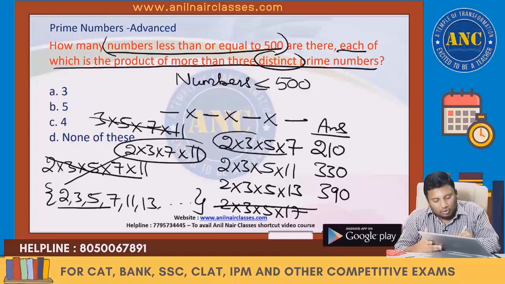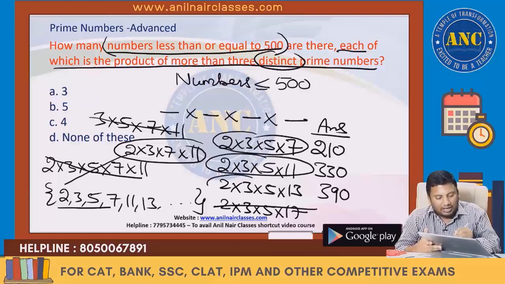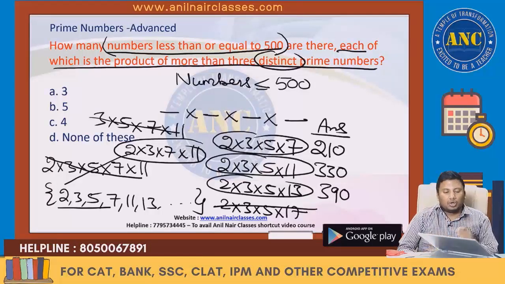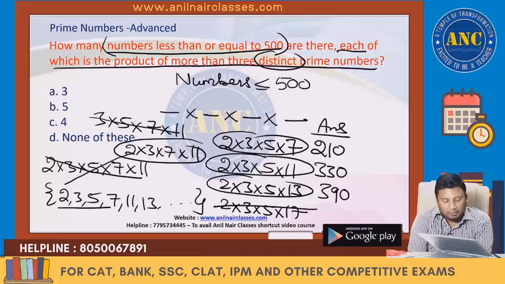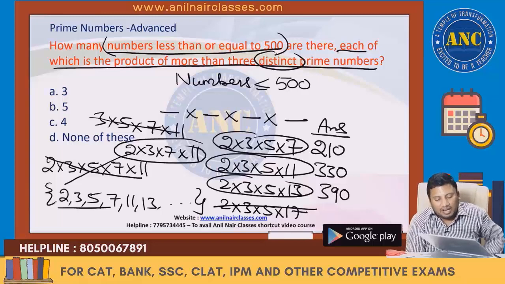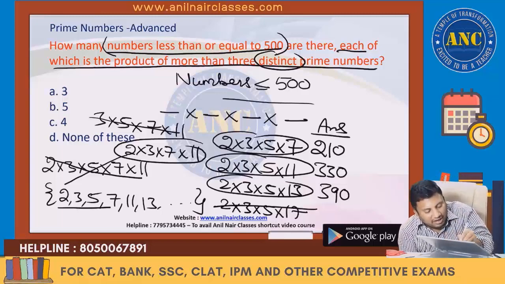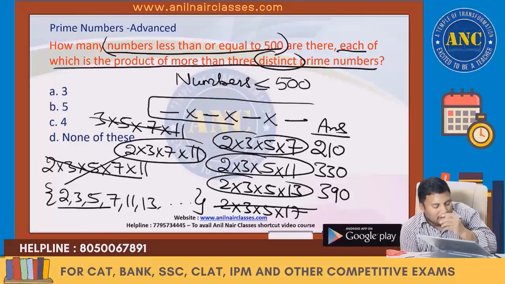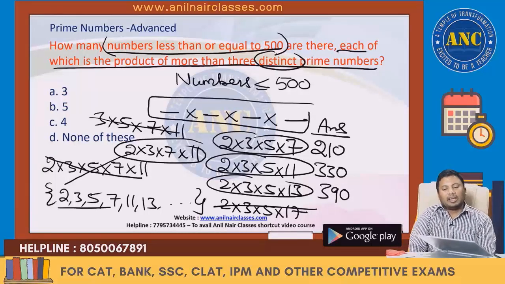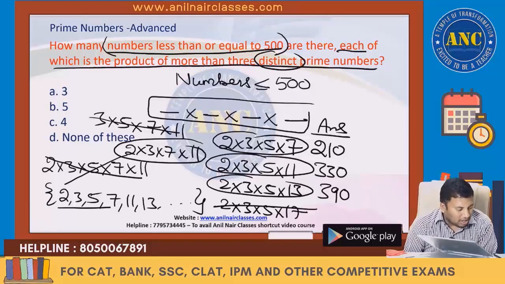So take any combination of 4 numbers. Ensure that the 4 numbers' multiplication is less than or equivalent to 500. Why are we not taking 5 numbers? 5 numbers' product is becoming greater than 500, so that is not possible.